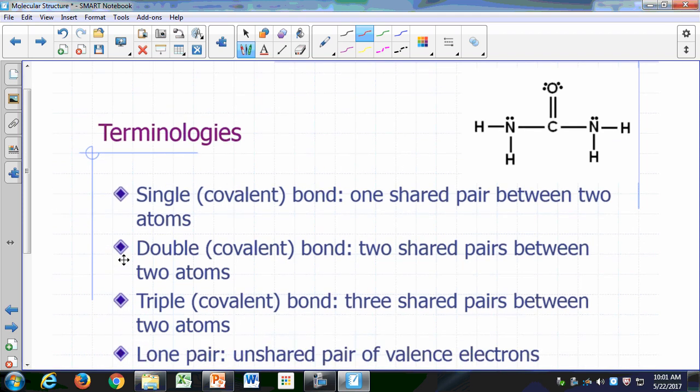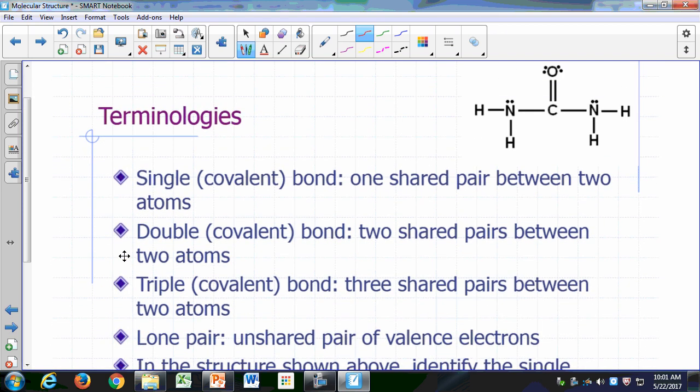Okay, some terminologies associated with Lewis structures. A single bond, or a single covalent bond, is just one shared pair between 2 atoms. So if you just have one shared pair, that's a single bond. If you have 2 shared pairs like this one right here, that's called a double bond. And if you have 3 shared pairs, which you don't have in this structure, that would be called a triple bond or a triple covalent bond.